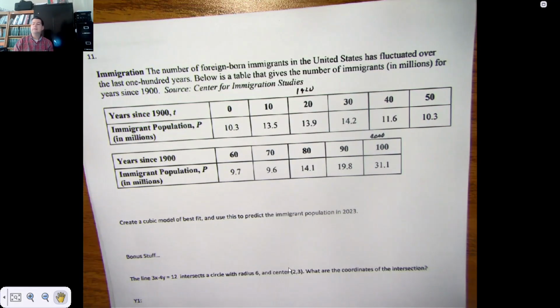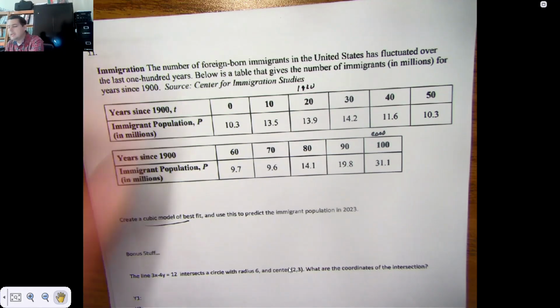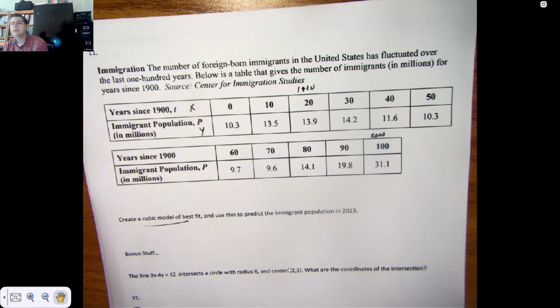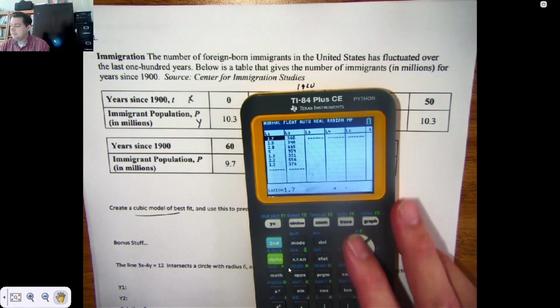All right. Notice it says create a cubic model of best fit. So time is my x, population is my y, and it's the same deal. Stat edit.